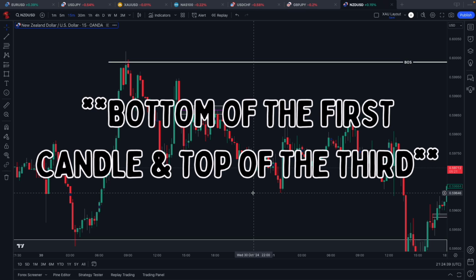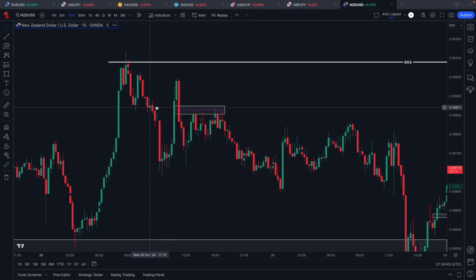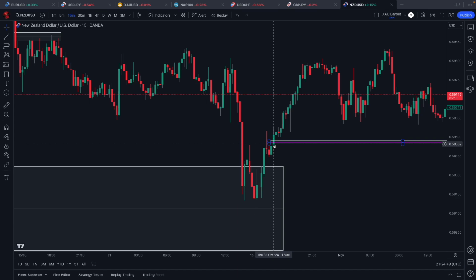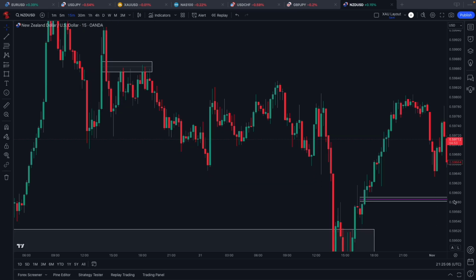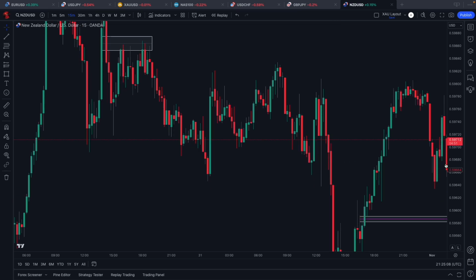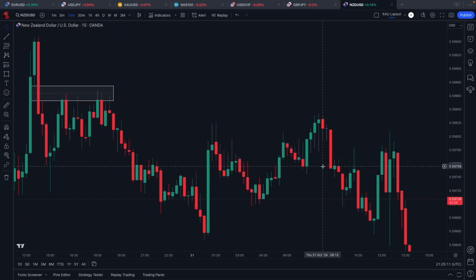So just remember, when we are looking at fair value gaps in a bearish market, it's the top of the first, bottom of the third, and we are looking for inefficient structure. And in a bullish opportunity, we are looking for the top of the first and the bottom of the third, okay? It's the same principles, just reversed. Now, when we are looking for order blocks or hidden order blocks, this is when things get a little bit trickier. But if you understand the opens and closes of candles, then this should be easy for you.